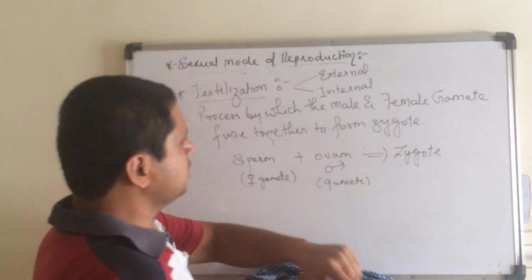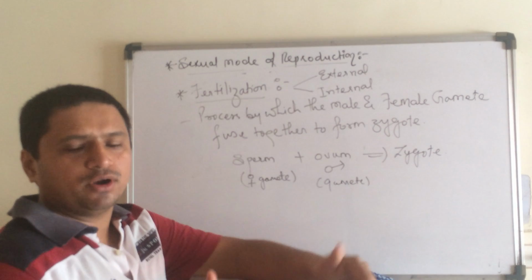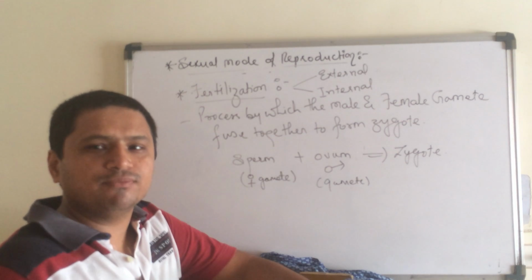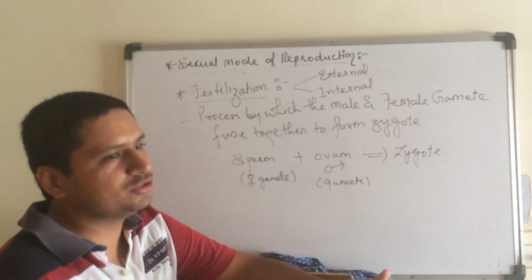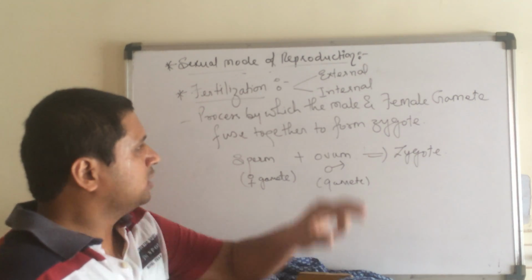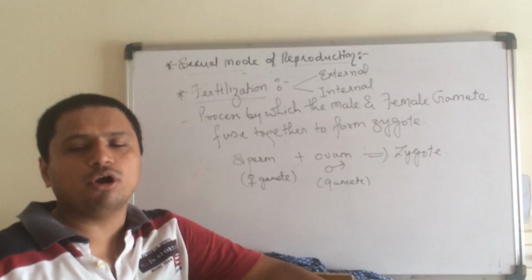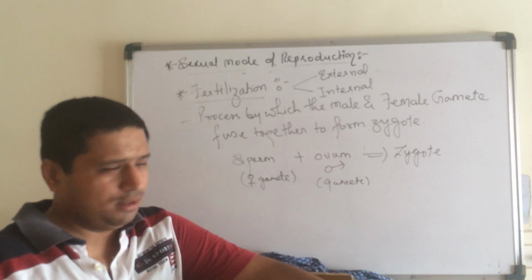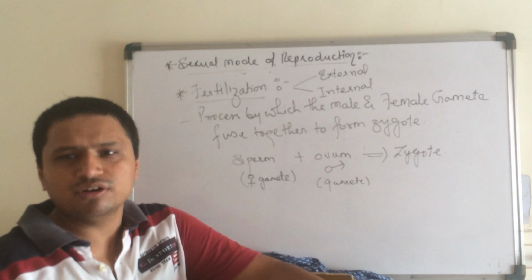Now in external fertilization, the ovum and the sperm fertilize outside the body of an organism. In that case, they require a medium for the fertilization process, which can be water, some other materials, or some chemicals. So external fertilization is fertilization outside the body of an organism, whereas internal fertilization is the fertilization which takes place inside the body of an organism, children, we can say.